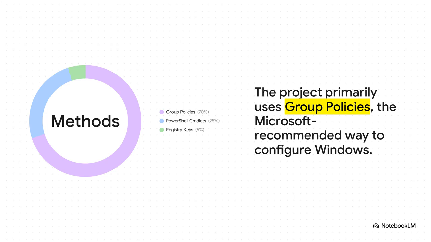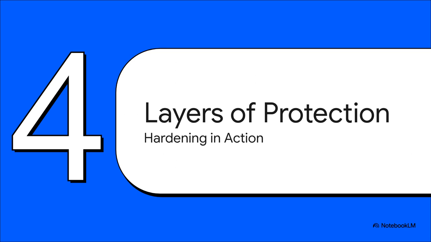PowerShell is only used for very specific things you can't get to otherwise, and messing with registry keys is an absolute last resort. So this isn't some random, sketchy hack. It's a systematic, professional approach using official tools. All right, now for the really fun part. Section 4, 3 layers of protection. Let's see what hardening actually looks like in action.